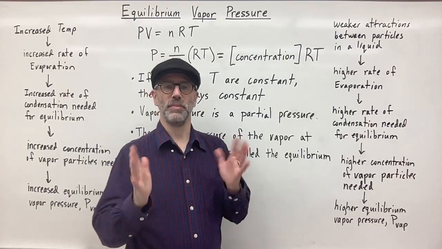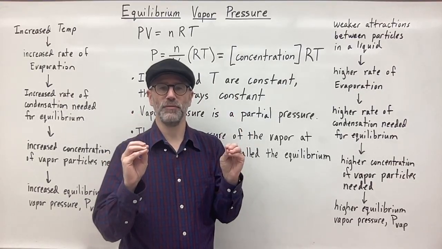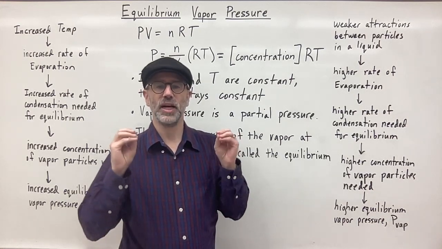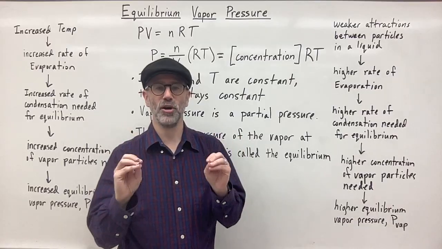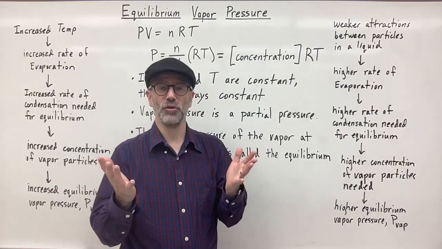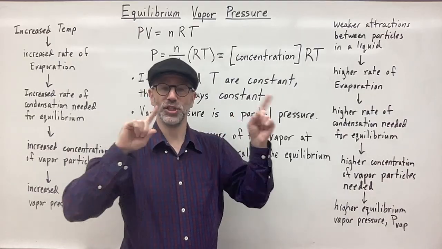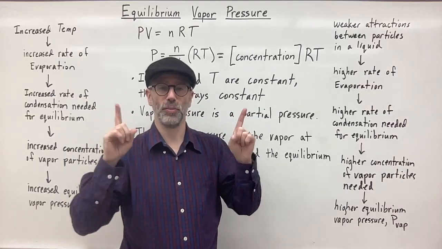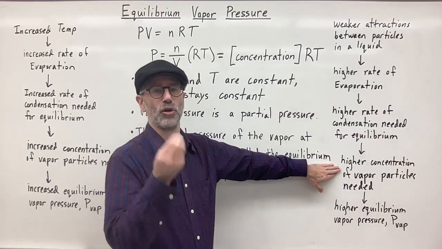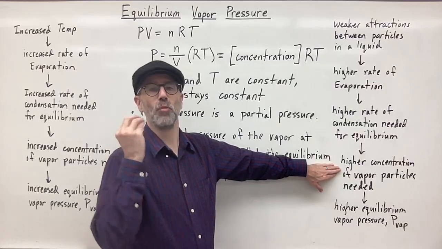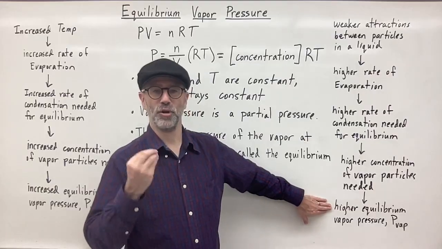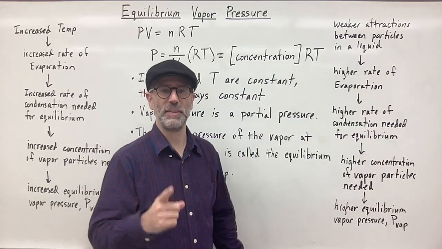Why? Because remember, where does vapor pressure come from? Or where does the pressure of a gas come from? It comes from the collision of the particles with the side of the container. More particles means more collisions on the side of the container, which means more pressure. So if you need a higher concentration of vapor particles, meaning more particles in the vapor phase, that's going to lead to more collisions with the sides of the container, which means higher vapor pressure. Okay, I hope that makes sense.